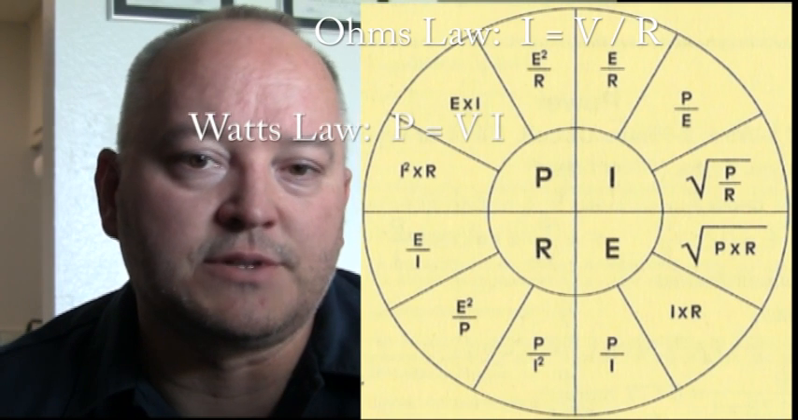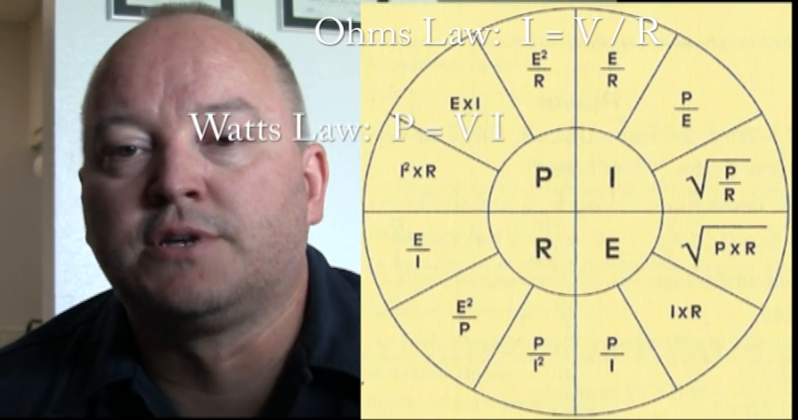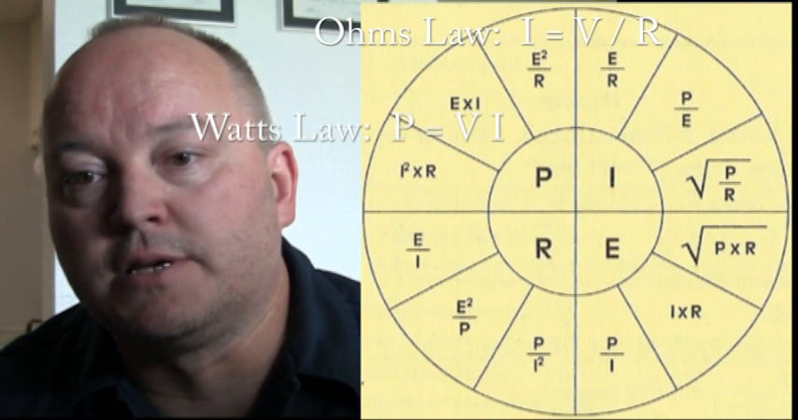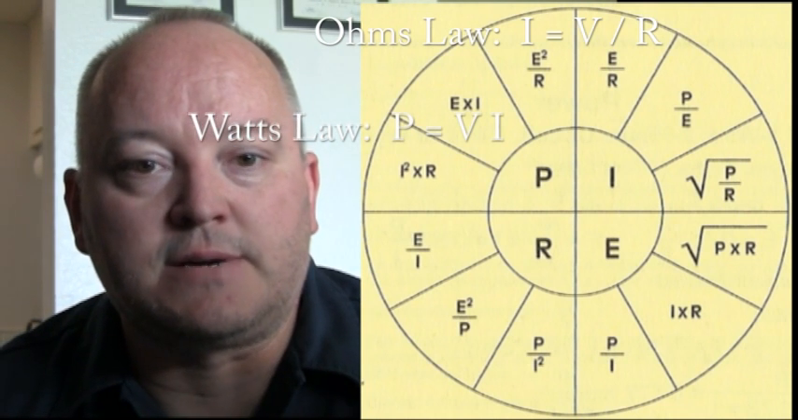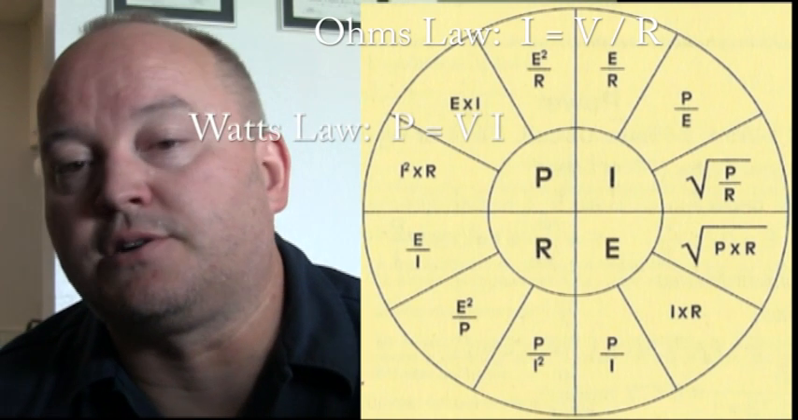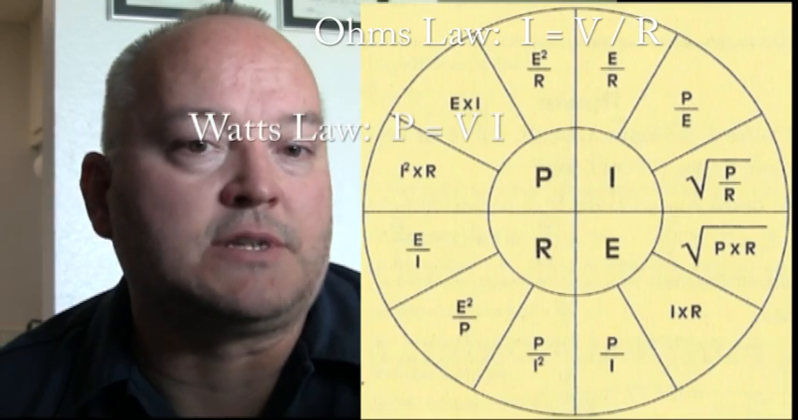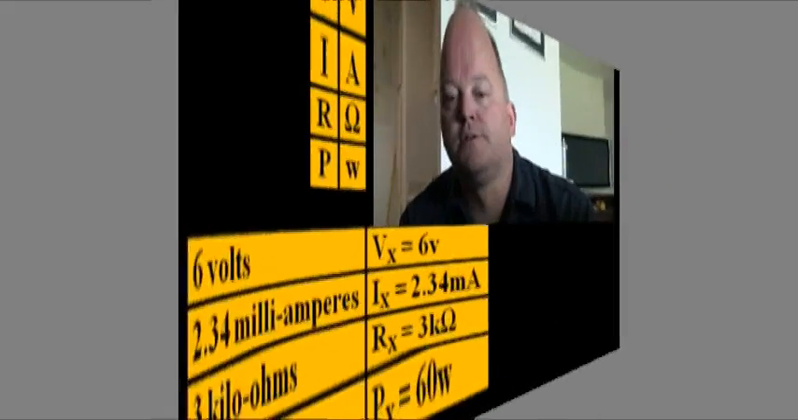So all 12 formulas are derived from these two formulas. One of the guys' names is Ohm and the other guy's name is Watt. So if you look online for an Ohm's law chart, what you get is an Ohm's law and Watt's law chart, even though it's not specified as such.